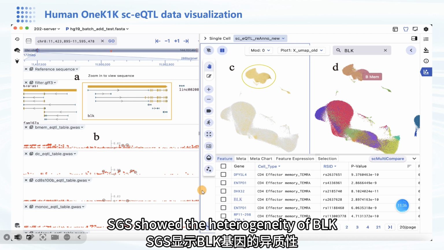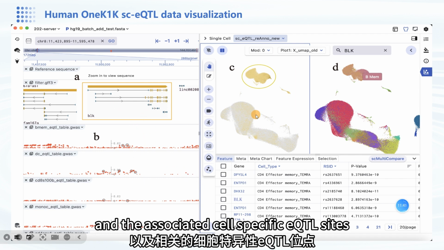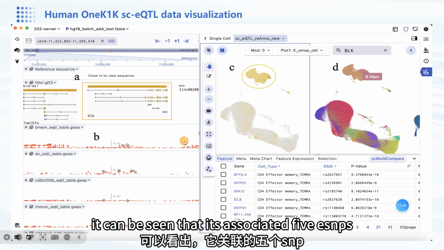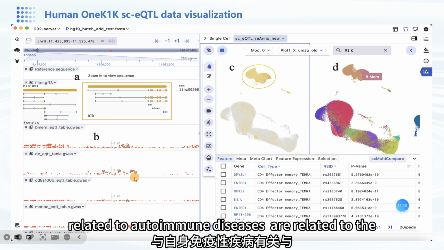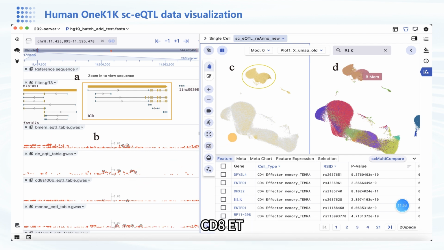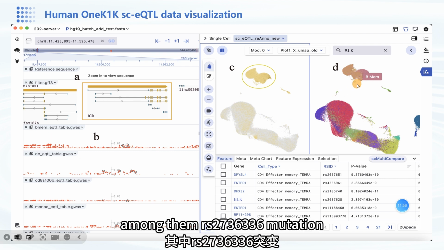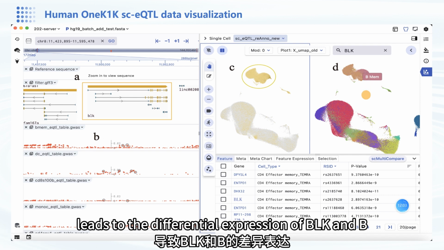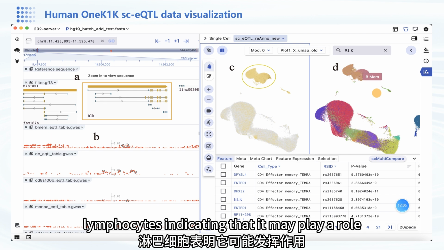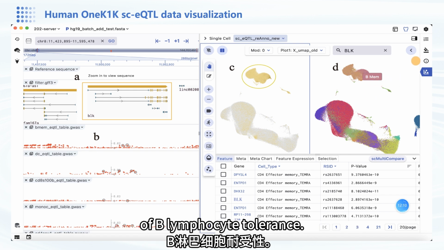SGS showed the heterogeneity of BLK gene expression cells and the corresponding gene structure and the associated cell-specific EQTL sites. It can be seen that its associated 5 ESNPs related to autoimmune diseases are related to the expression of BLK in CD4NC, CD8ET, CD8NC, BMEM, and B cells. Among them, the RS-736336 mutation leads to the differential expression of BLK in B lymphocytes, indicating that it may play a role in the inter-individual variability of B lymphocyte tolerance.